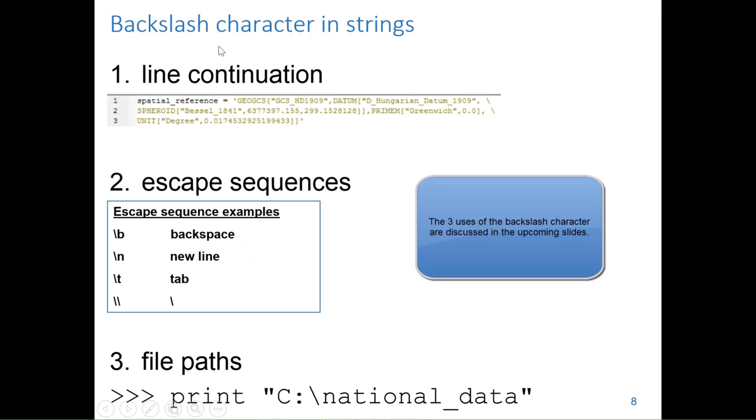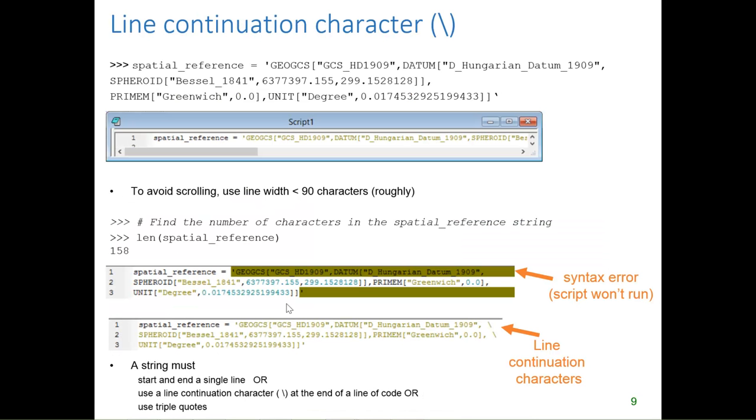There are 3 uses of the backslash character. In Python, you sometimes do need to use very long strings, especially in geoprocessing. For example, the spatial reference, when written out as a string, can be very, very long. So you'll notice that when you put the whole string on one line, which is what we just said that we need to do, you'll probably have to scroll left and right to look through your code. For this reason, Python programmers have a convention of limiting their line width to around 90 characters so that you can scroll up and down without having to scroll left and right to see all of the code.